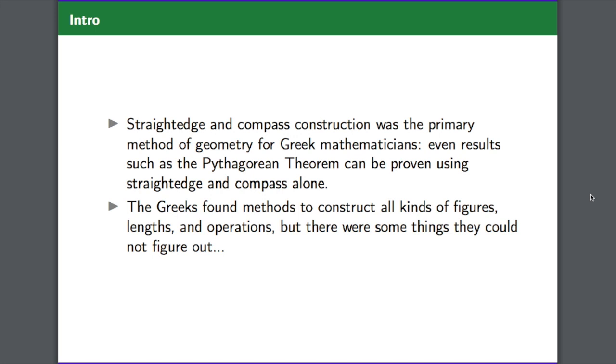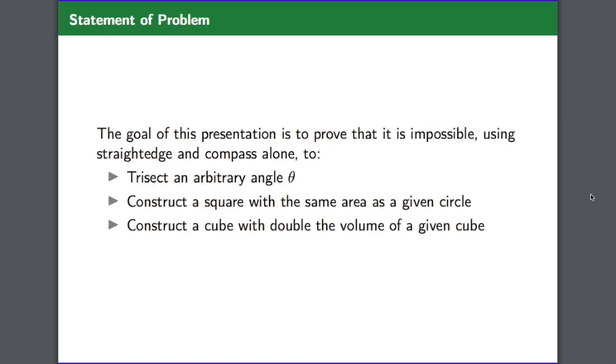So using just these two simple tools, the Greeks figured out how to construct all kinds of polygons and figures and results, but there were some certain things that they had trouble with, and these are the problems of antiquity. And the goal of this presentation is to prove that they are impossible. So what are these problems?